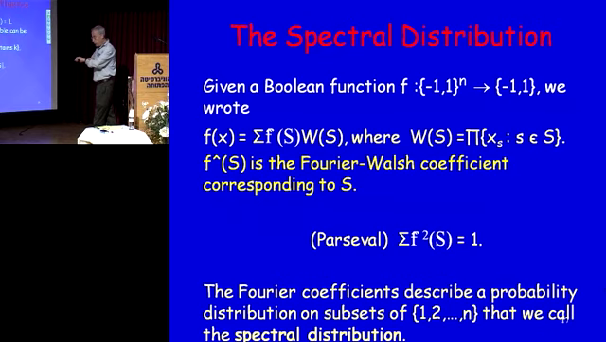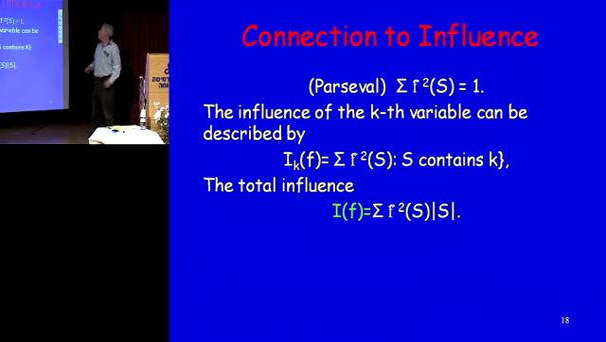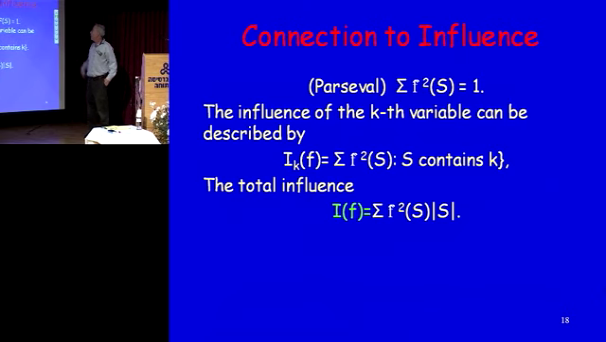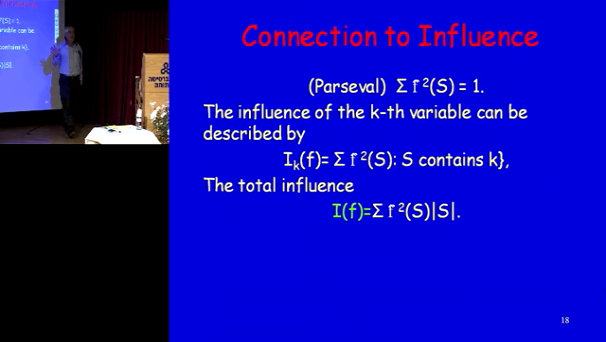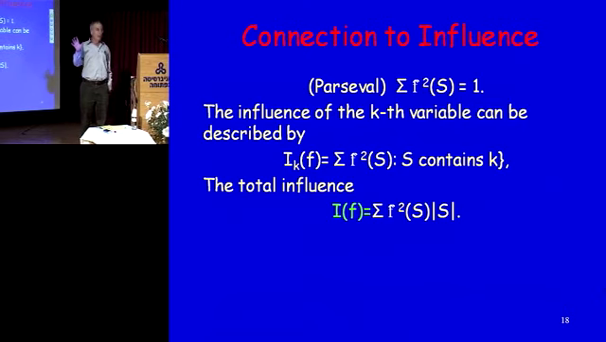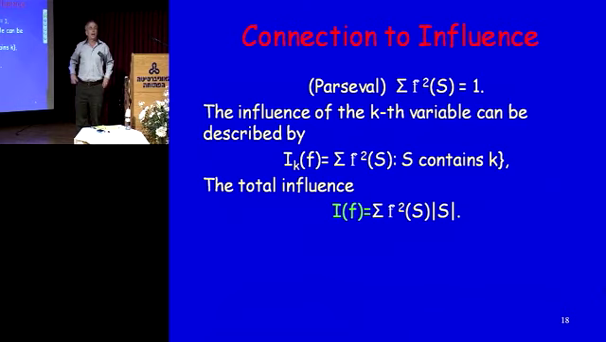Okay, now that I have introduced 3 notions, let me mention a few connections. I already mentioned that the sum of the squares of the Fourier coefficients is 1. Again, all these hats, you should have seen the hats in their glorious time, but they all shrank, but I hope you can still see the intention. The influence of the k-th variable can be described by the sum of the squares of the coefficients which correspond to sets which contain the variable k. This is precisely the influence of the k-th variable.